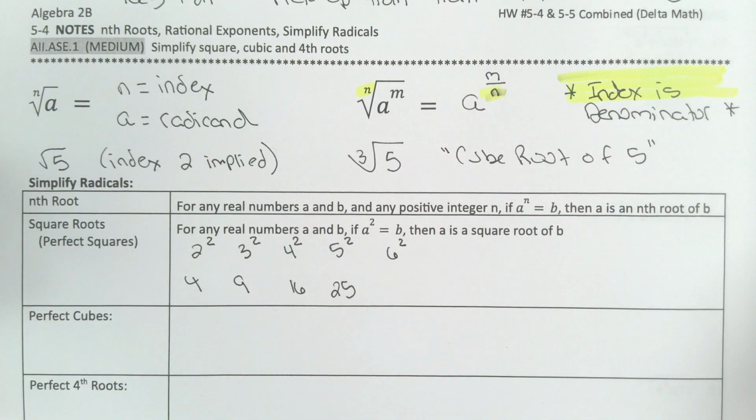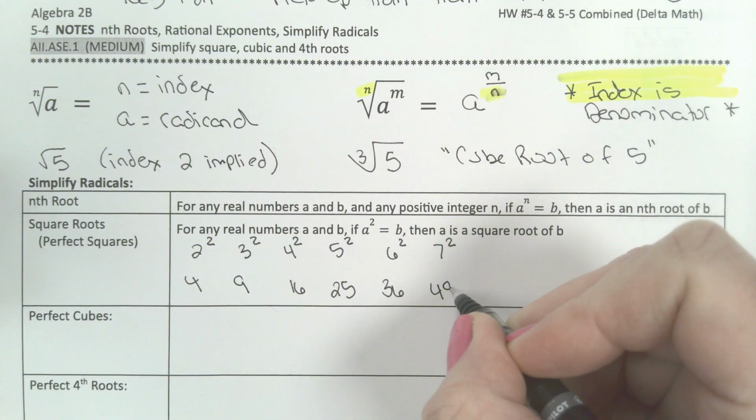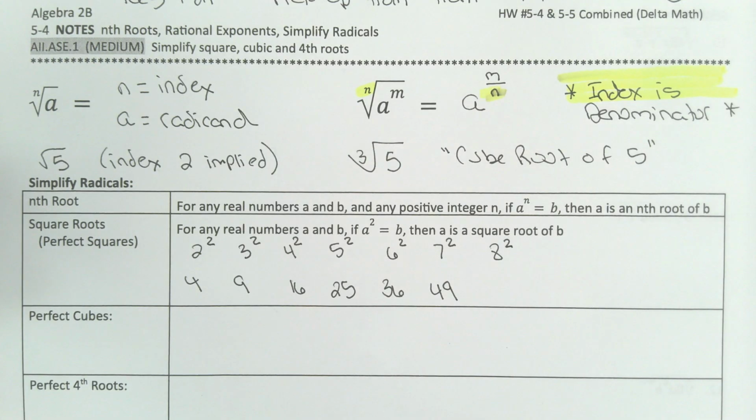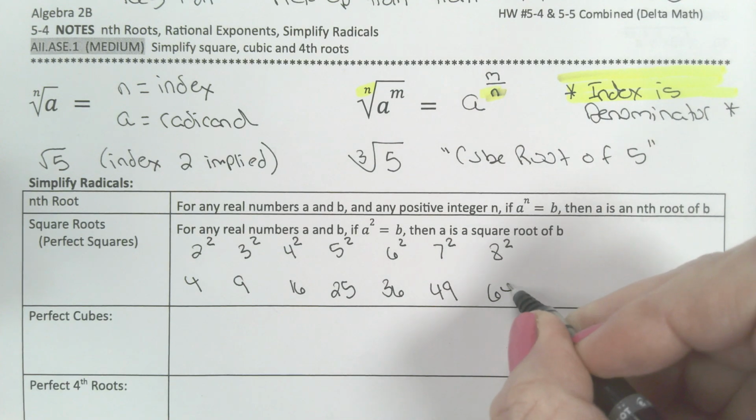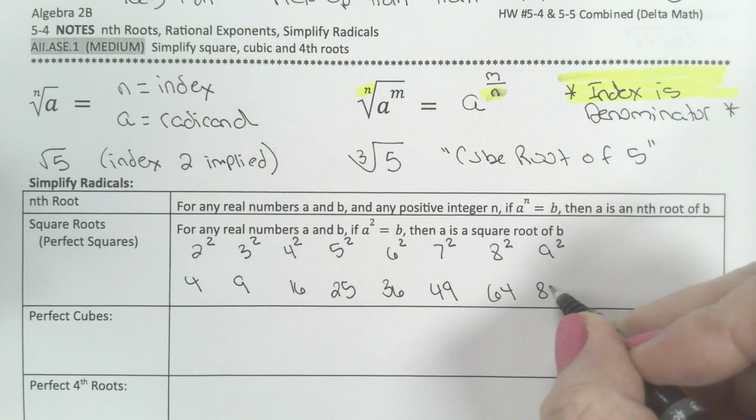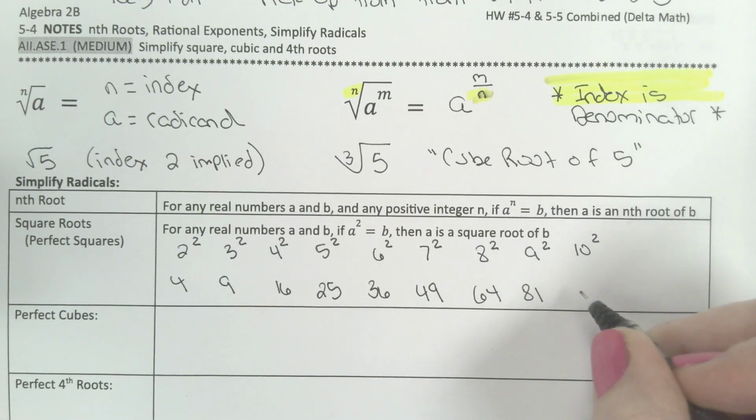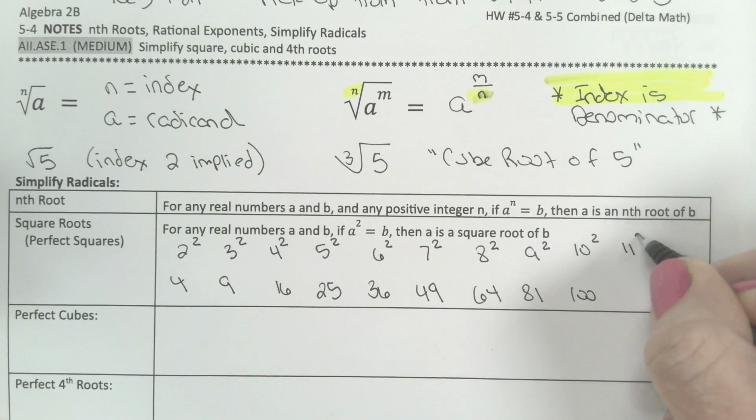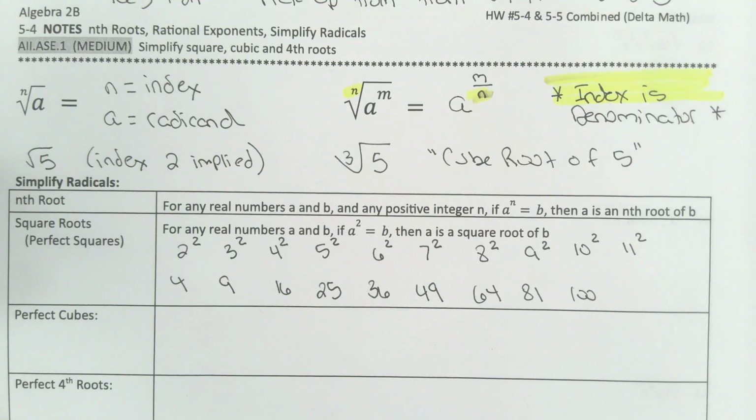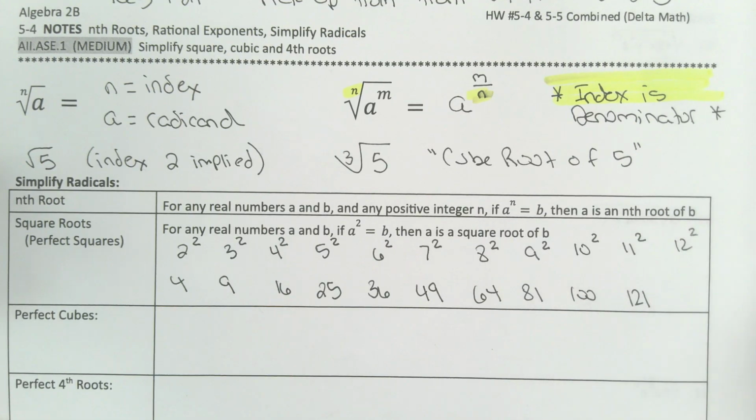6 squared. 7 squared. They're saying 49. 8 squared. What's 8 times 8? 64. 9 squared. Thank you. 10 squared. 10 times 10? 100. Good. I'm going through 12 today. 11 squared? Good. 121. And 12 squared. Perfect.